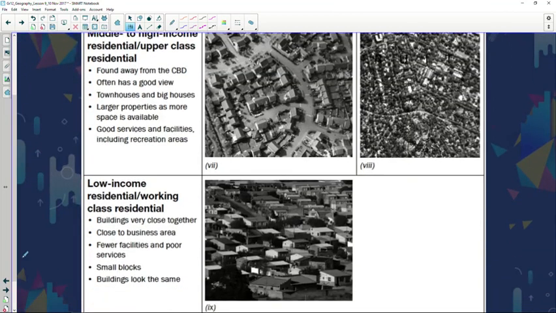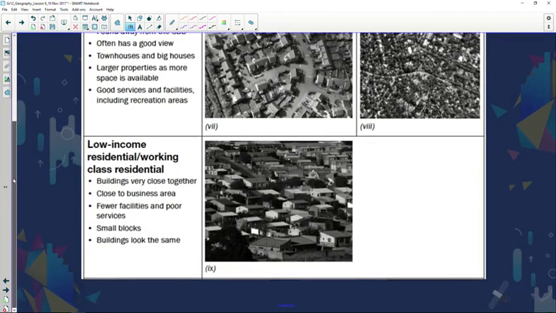The low income areas, once again, the stand sizes, very small, unfortunately. Obviously, it houses the poor people and the buildings look very much the same.